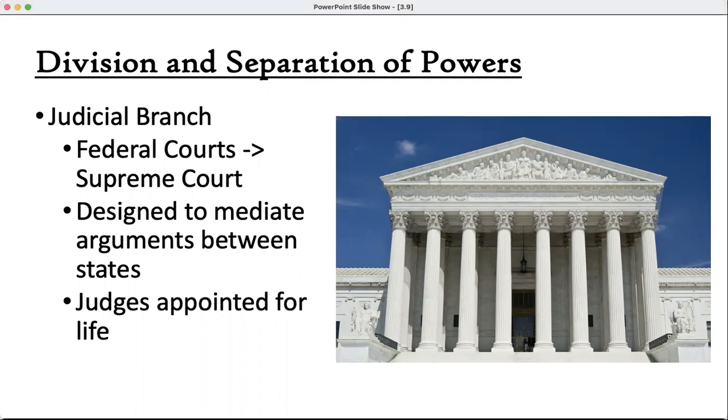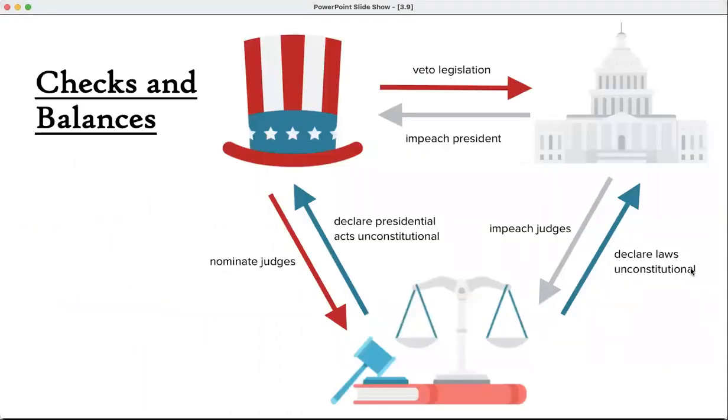Not today. All right. So our 3 branches of government are intended to act as a check on one another. So Congress makes the laws, but if the president doesn't like the law, he can veto it.